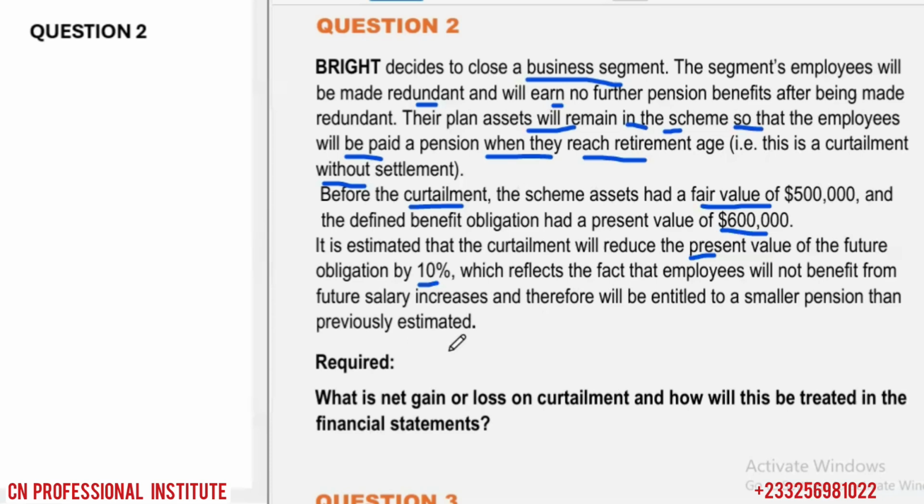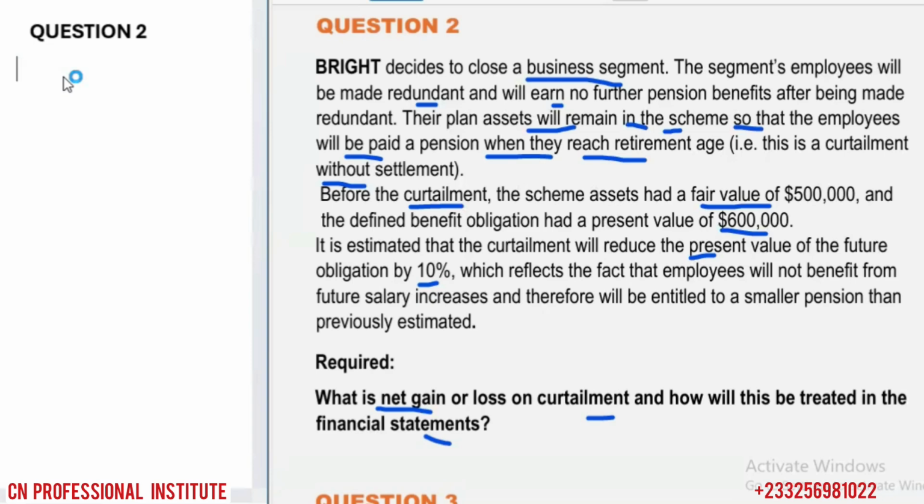Here they said this is curtailment without settlement. How do we get the loss or gain? Let's come to the requirement. It says what is the net loss or gain on curtailment, and how would this be stated in the financial statements? Now, how do we get the loss or gain on settlement? We said when there's curtailment and settlement, how do we get the loss or gain? We said you compare the fair value of the plan asset.